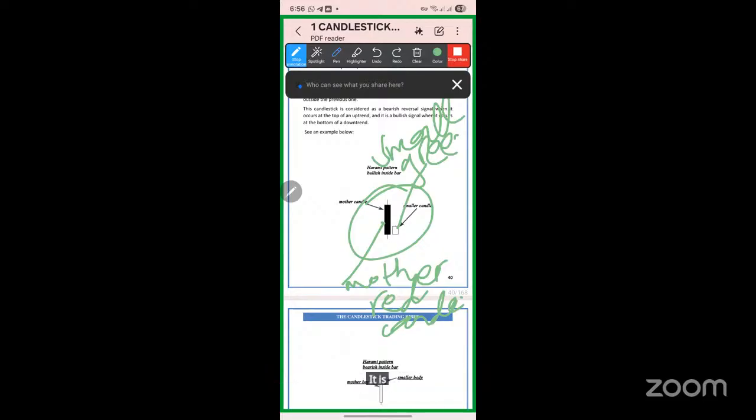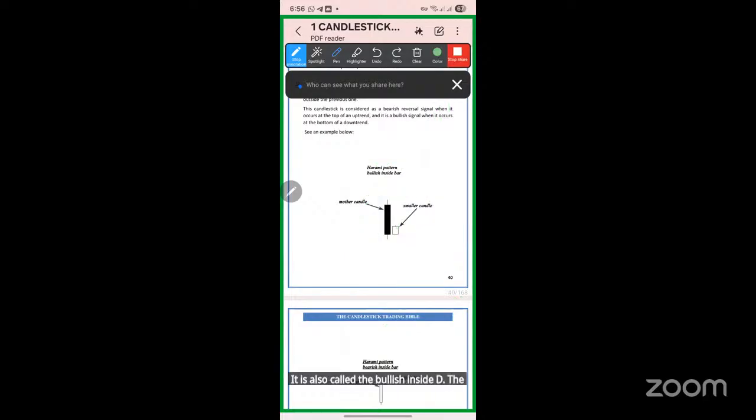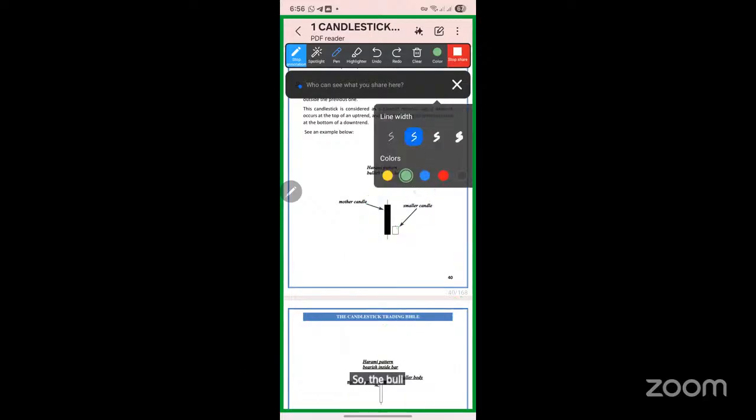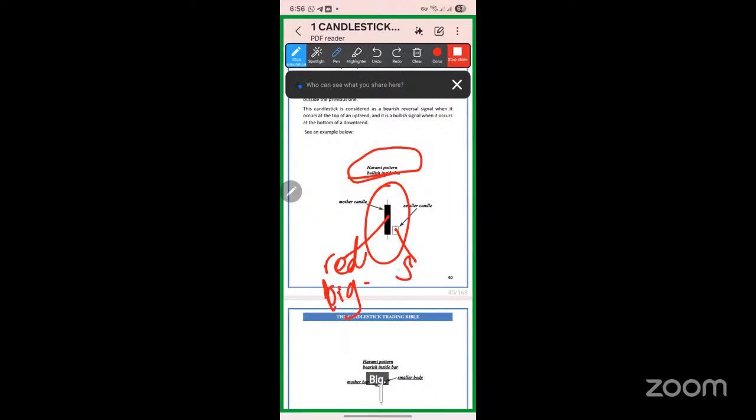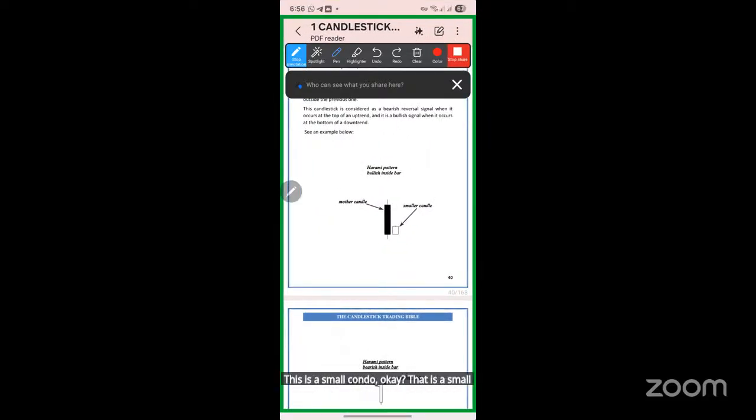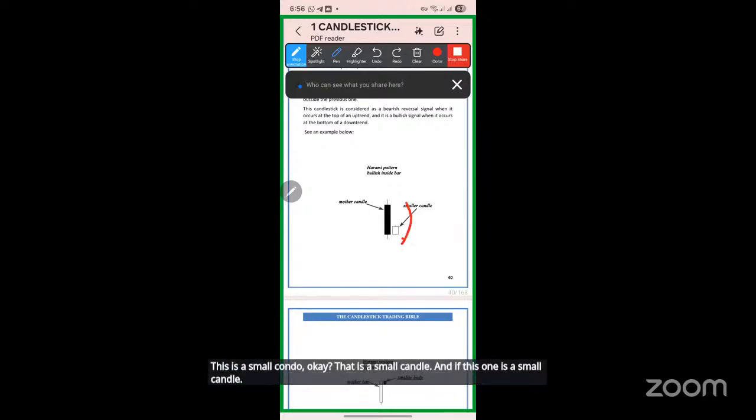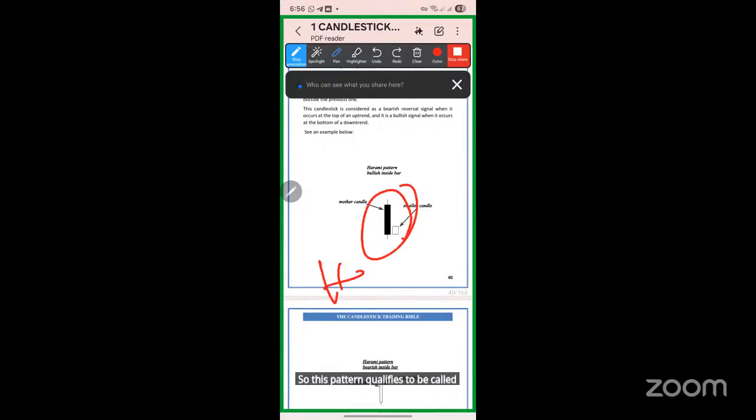It is also called the bullish inside bar. This bullish inside bar you see here is also called the harami pattern. Once you see a pattern where this red candle is big and this one is a small candle, that pattern qualifies to be called a harami pattern, or a bullish harami.